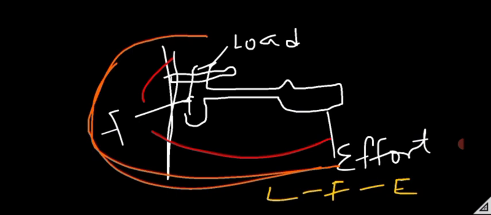So another example we also have here is your scissors. Your scissors are class 1 levers. This is how your scissors look, right? And this is the load you put, this L. This is the fulcrum, and this is your handle where you put your hand, so this becomes the effort point.